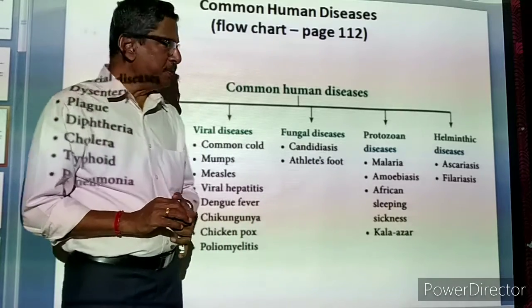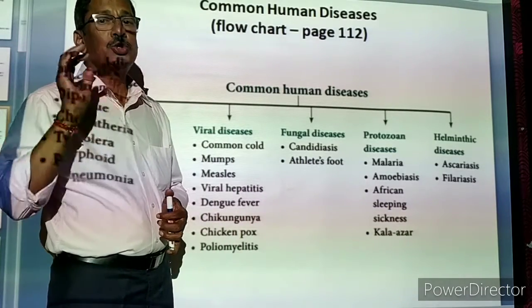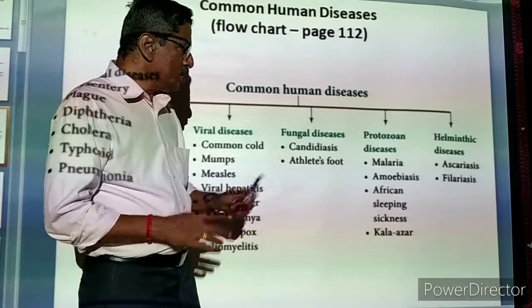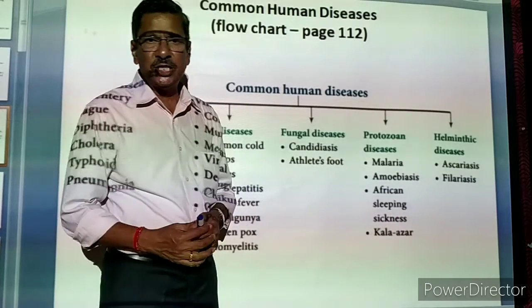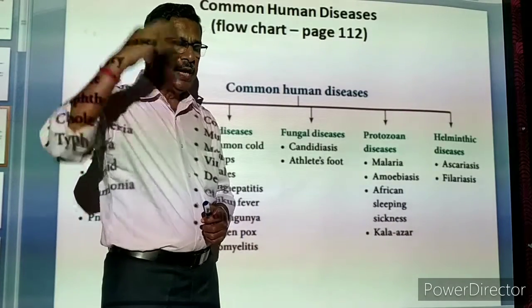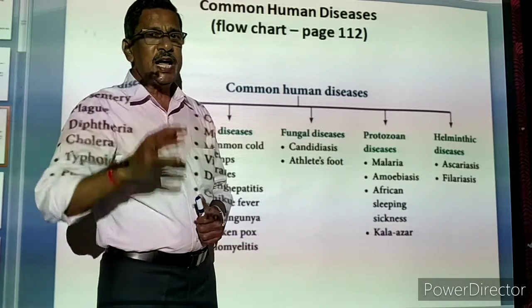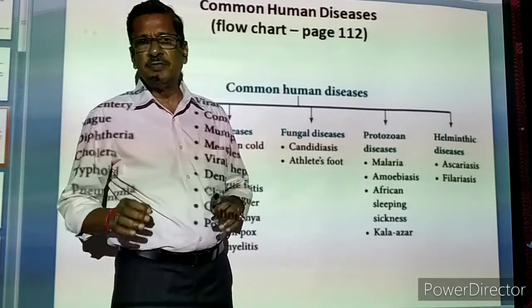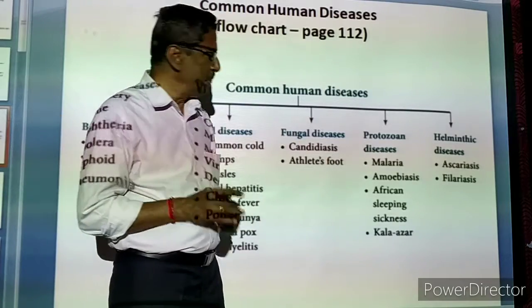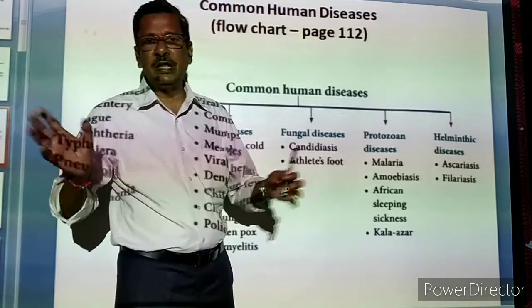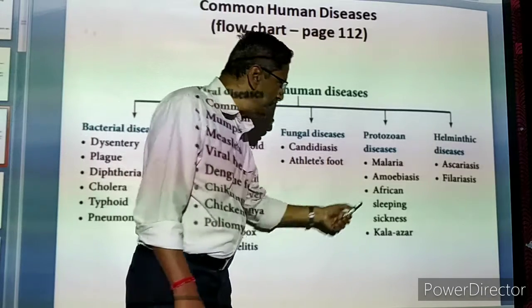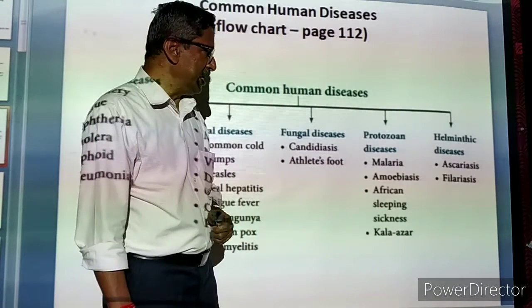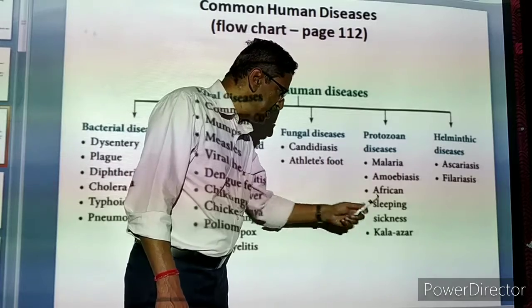Now, sleeping sickness means, in short, we can call it a coma. Some protozoan parasites enter into the body and settle in the brain, attacking the conscious region of the brain. As a result, the person will become unconscious forever. Don't think that they are always sleeping. They are unconscious, but simply the name is given as sleeping sickness. So it is African sleeping sickness.